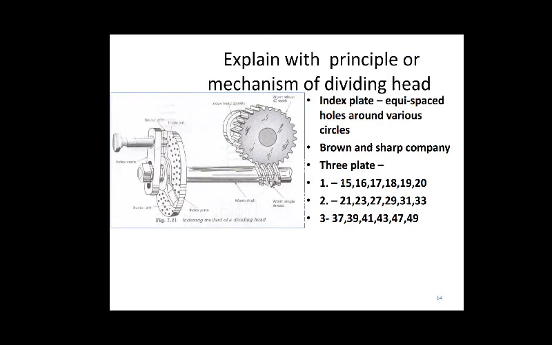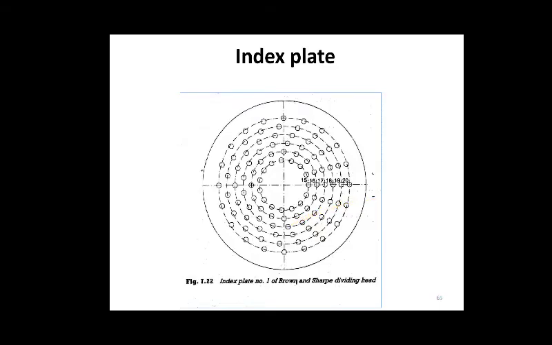So here the index plate is there. It has equispaced holes around various circles. Normally it is of the Brown and Sharp company, and it has three plates. The first plate has 15, 16, 17, 18, 19, 20 hole circles, the second plate has 21, 23, 27, 29, 31, 33 hole circles, and the third plate has 37, 39, 41, 43, 47, 49 hole circles. So here you can see index plate number 1, which has the 15, 16, 17, 18, 19, 20 hole circles, and here is the index plate that you are seeing over here.